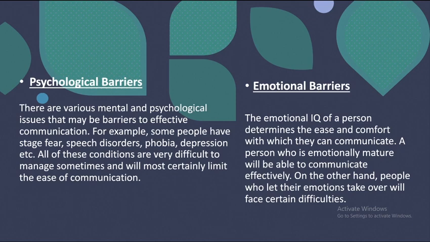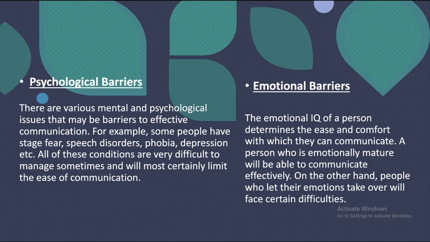Here are psychological barriers and emotional barriers. Coming to the psychological barriers, there are various mental and psychological issues that may be barrier to effective communication. For example, some people have stage fear, speech disorders, phobia, depression, and many more. All of these conditions are very difficult to manage sometimes and will most certainly limit the ease of communication.